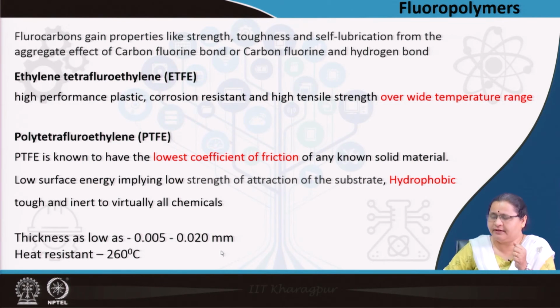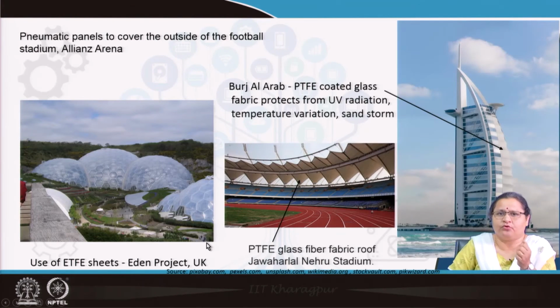We will see its application more. This is PTFE sheet of Burj Al Arab, which is on this entire facade, which is facing the sea, which is protecting the glass from the ultraviolet radiation. Behind it, the heat is not going, so it is also acting as a thermal insulator. So there is an air gap.